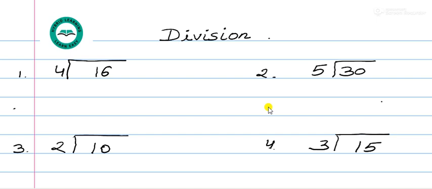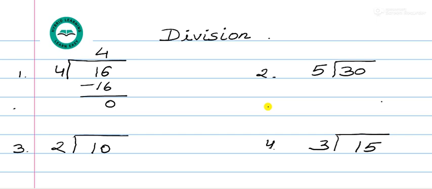So let's start. 4 times 1 is 4. 4 times 2 is 8. 4 times 3 is 12. 4 times 4 is 16. So we stop. 4 times 4 is 16. So we write 4 on the top. Minus 16, so 16 minus 16 is 0.